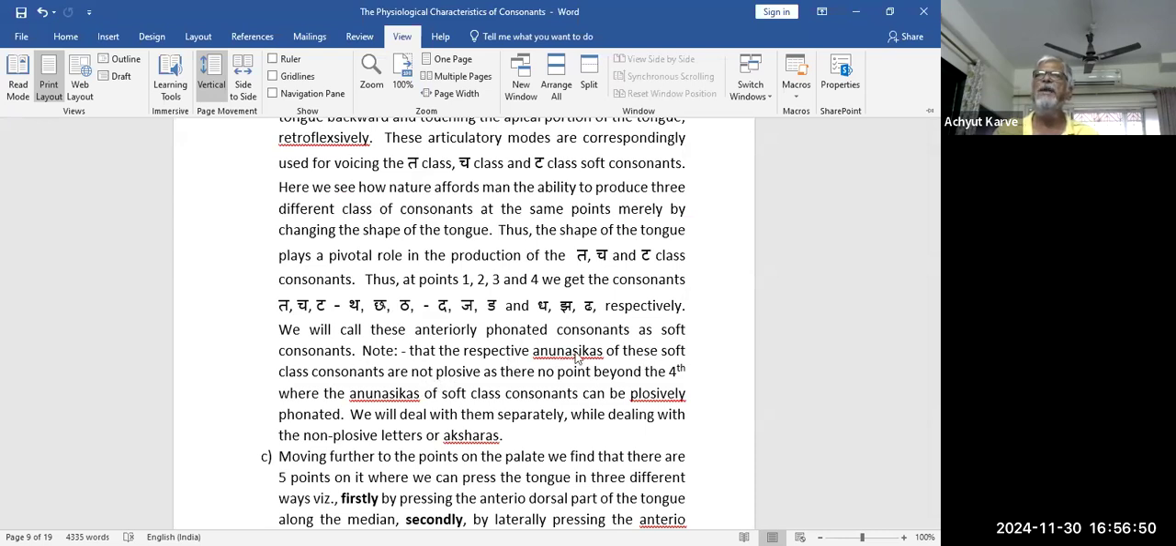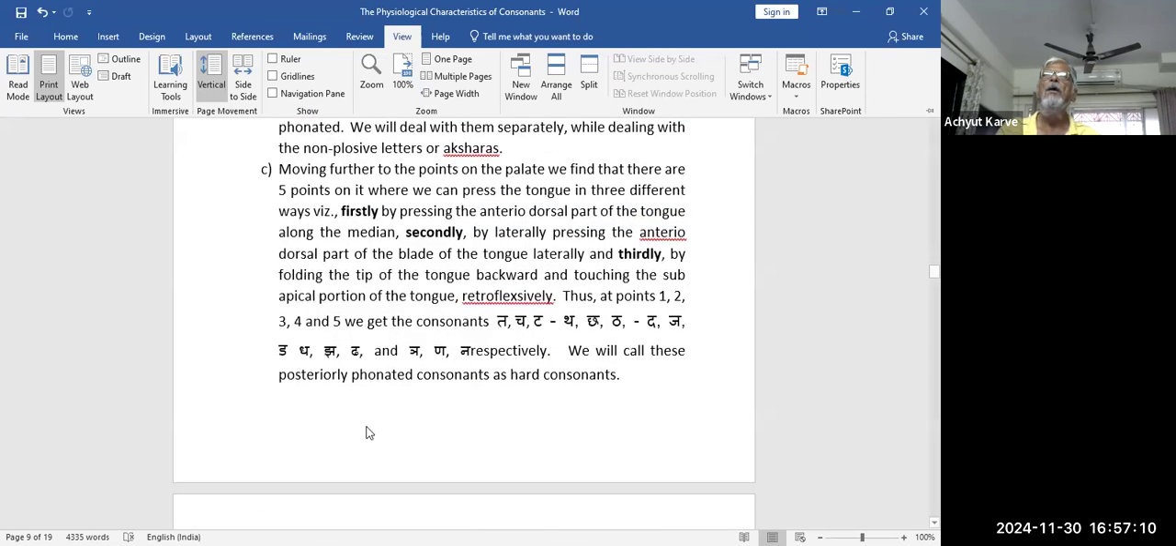Note that the respective anunasikas of these soft consonants are not plosive, and there is no point beyond the fourth where the anunasikas of the soft class consonants can be plosively phonated. We will deal with them separately while dealing with the non-plosive letters or aksharas.